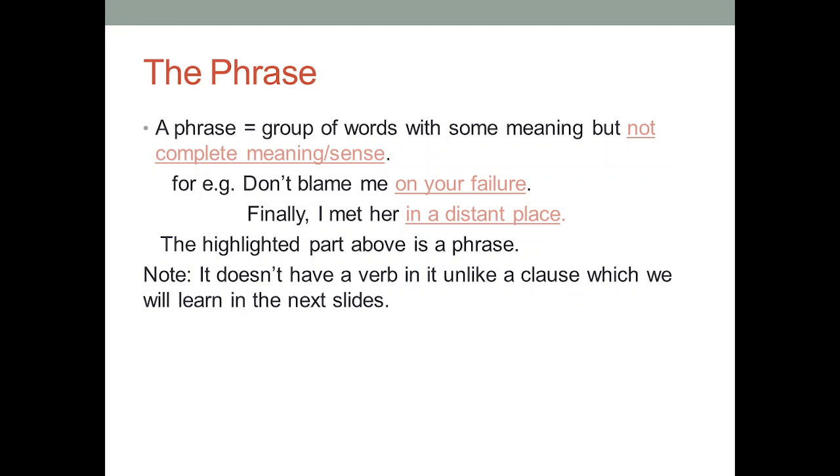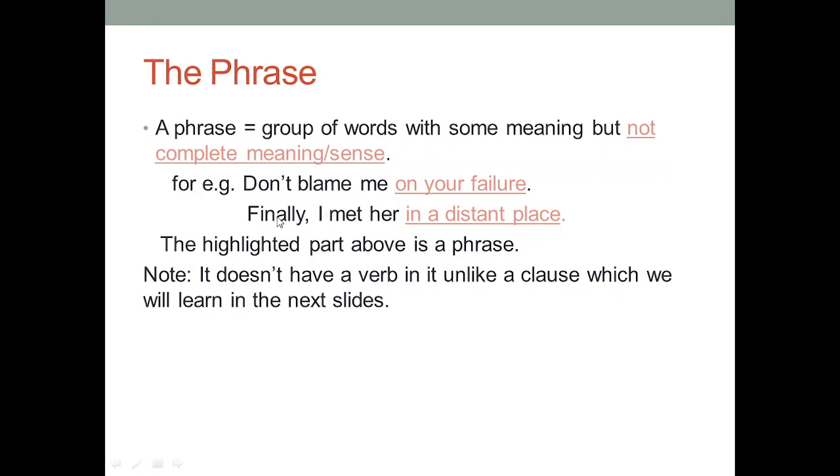For example, don't blame me on your failure. This complete is a whole sentence. And on your failure, this part is a phrase. It has some meaning. On your failure. What is on your failure? It is talking about some failure, but we don't know whose failure and what failure. So it doesn't give a complete sense. So this is a phrase.